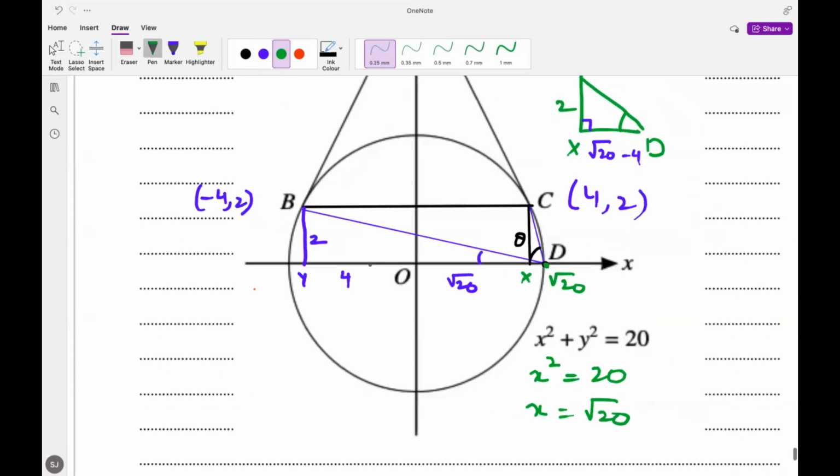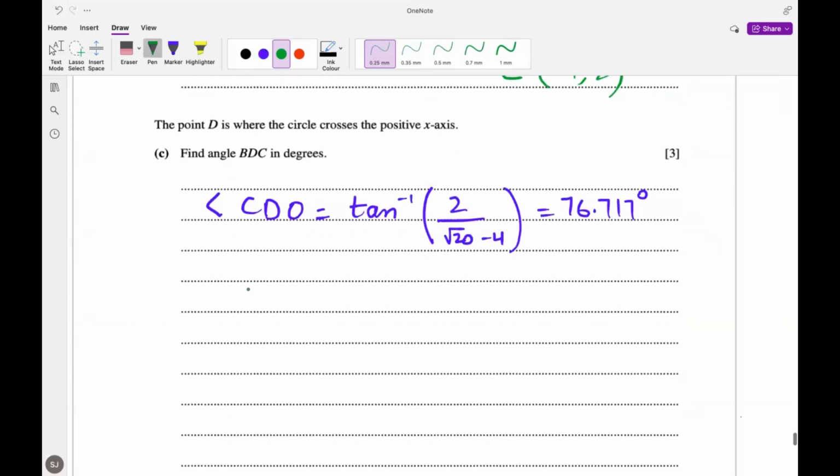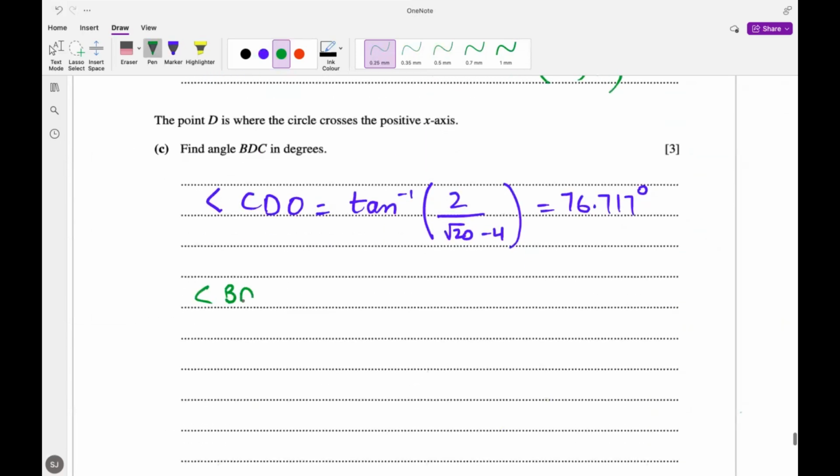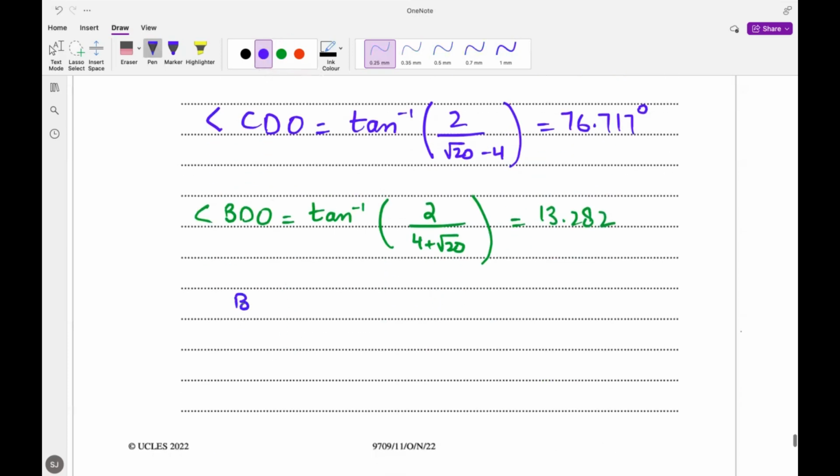So finding angle BDO, this will become equal to tan inverse of 2 upon 4 plus square root of 20. So finding 4 plus square root of 20, that will be equal to 13.282. And then the angle which we had to find is BDC, as it is an angle in between.